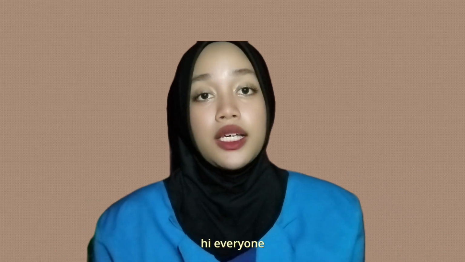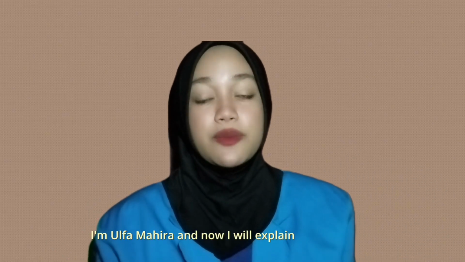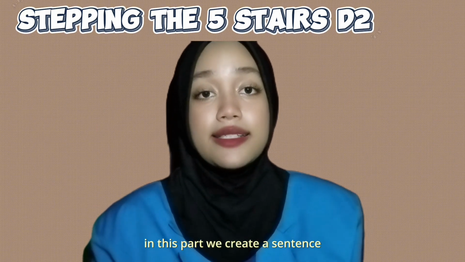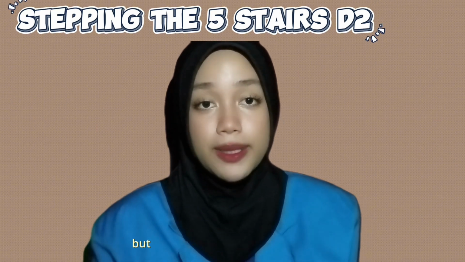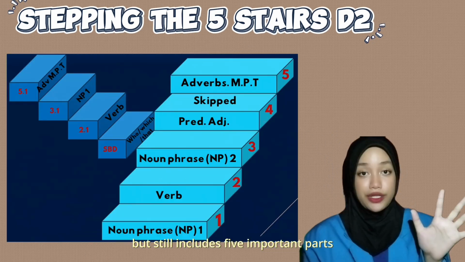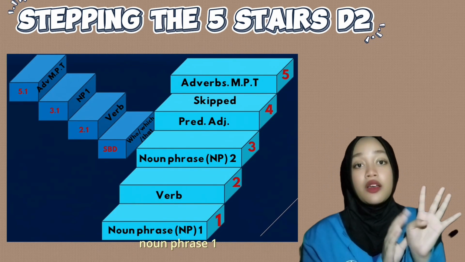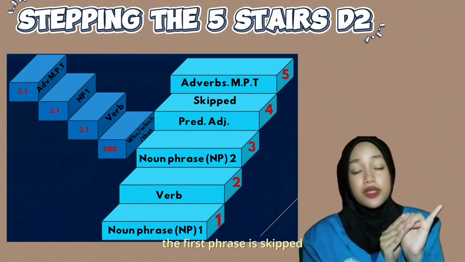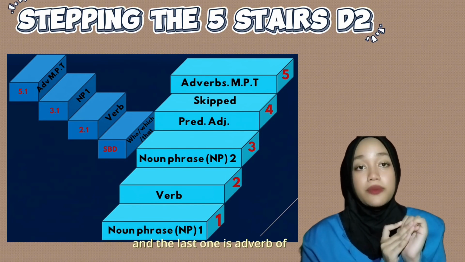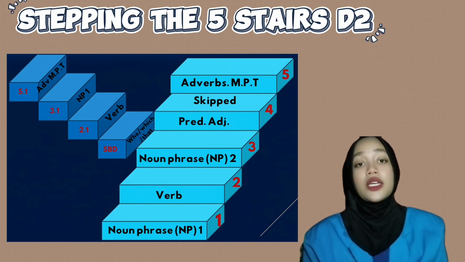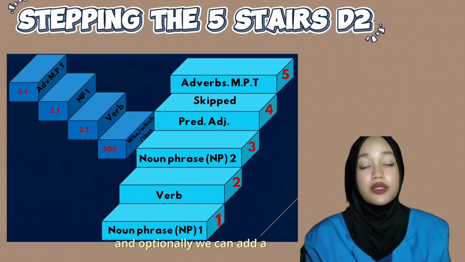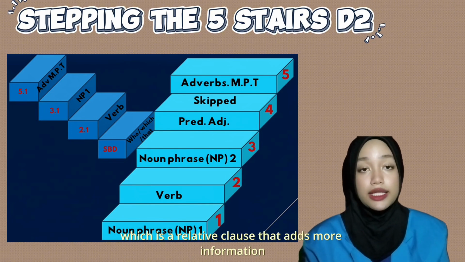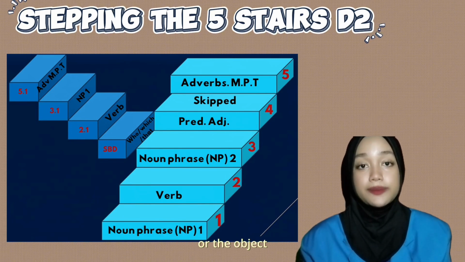Hi everyone, I'm Ulfa Mahira, and now I will explain about Stairs D2. In this part, we create a sentence that doesn't use a predicate adjective but still includes 5 important parts: noun phrase 1, verb, noun phrase 2, the fourth stair is skipped, and the last one is adverb of manner, place, and time. And optionally, we can add a small staircase, which is a relative clause that adds more information inside noun phrase 2 or the object.